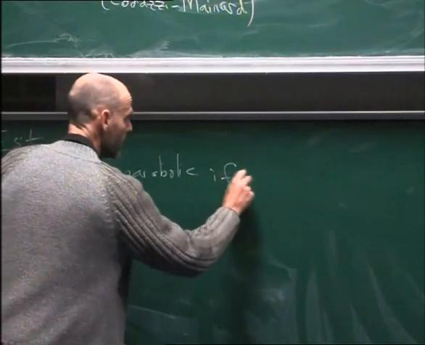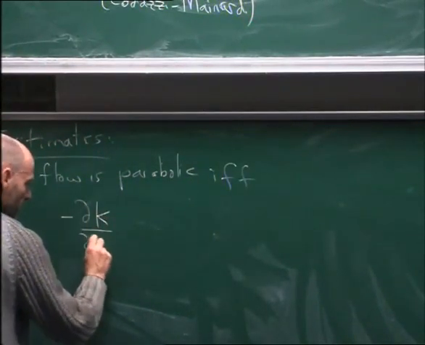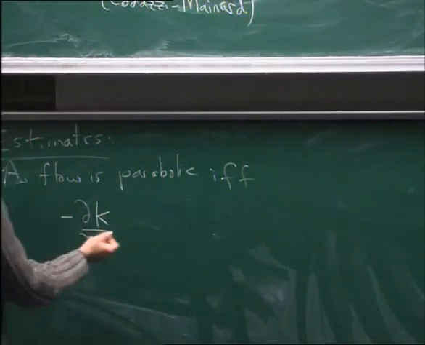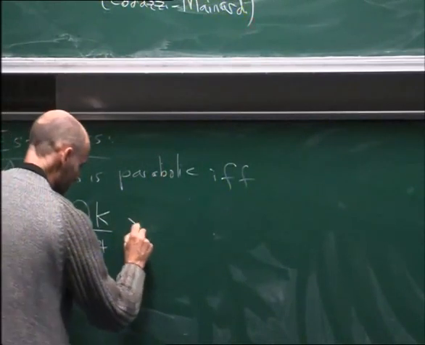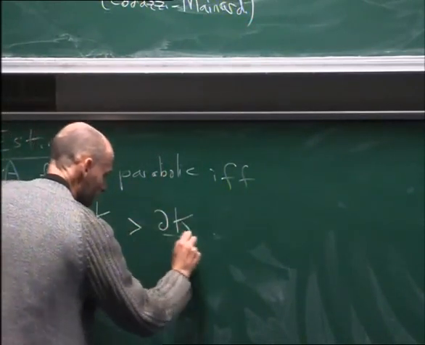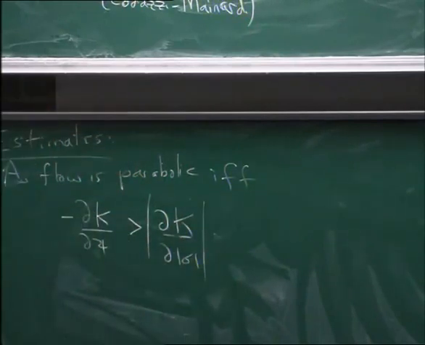So what is it? Well, it's the fact that if you take your functional and you differentiate with respect to psi, it has to be negative, because it's parabolic when you want the right direction. You want this to be strictly bigger than the derivative of k in the norm sigma direction, and actually the norm of that. So that's the parabolicity condition.